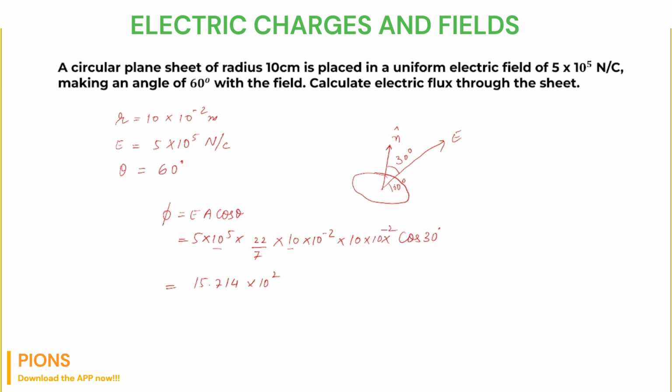So here if you make this, that will be 10 to the power 3, and cos 30 is root 3 by 2, right? So let's multiply this value. Root 3, I am taking 1.7, so that will be 26.7 divided by 2, that will be approximately 13.35 or 36, let's make it 10 to the power 3 Newton meter square per Coulomb. That's our answer. Any doubt? We'll move to the next one.